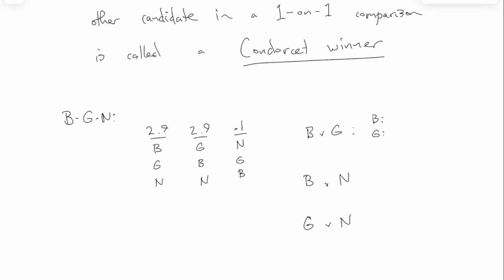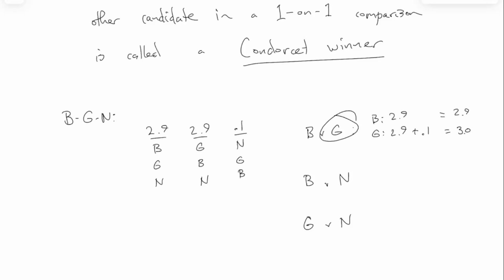So here when I compare Bush versus Gore, I got 2.9. These people, they like Bush better than Gore, so those count for Bush. 2.9 here. The middle column, they like Gore better than Bush, so those count for Gore. And the final column, these people, ignoring Nader, they like Gore better than Bush. So this 0.1 counts for Gore. And so I get 2.9 for Bush and 3.0 for Gore, and so Gore wins. Maybe I'll just circle the G here. Gore wins in that little matchup.